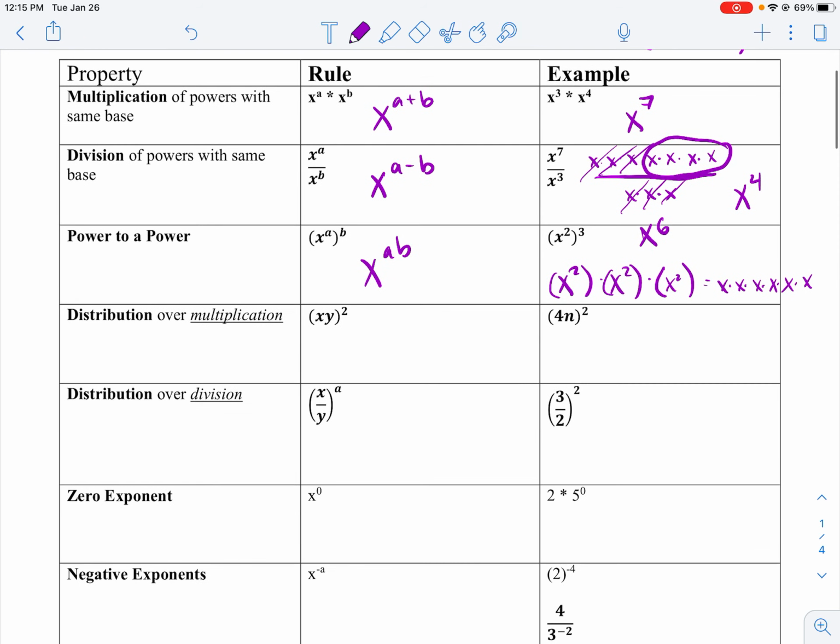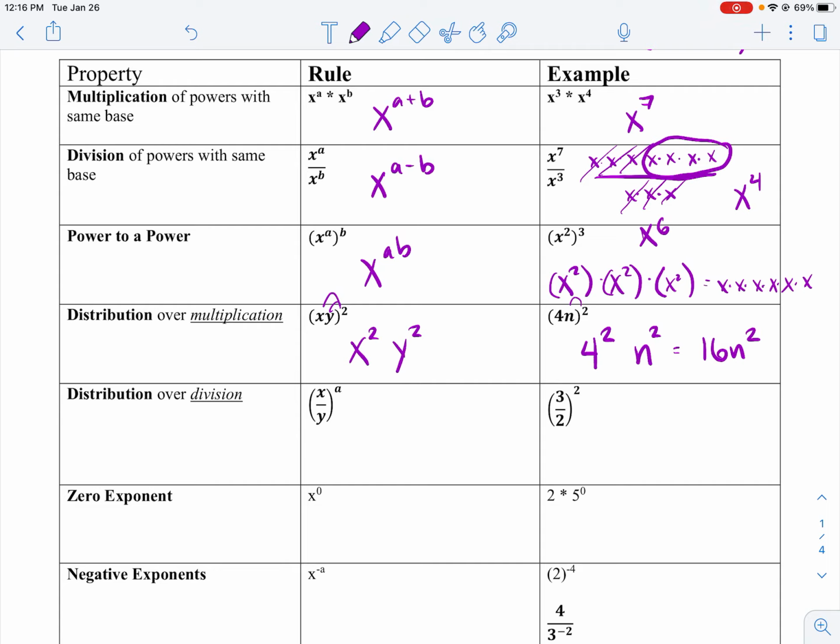All right, distribution over multiplication. This is where students tend to make mistakes. You need to make sure that this 2 squares both items inside the parentheses. So when you get over here, we square the 4 and we square the n, and we end up getting 16 n squared.